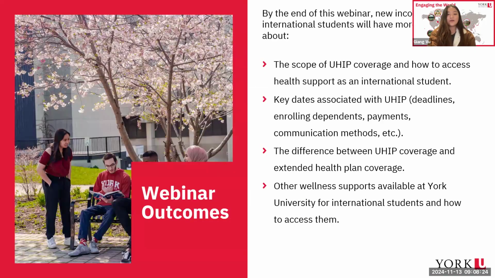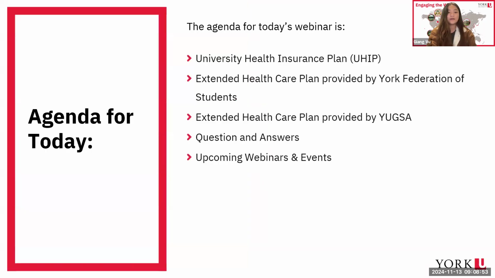By the end of this webinar, students will have more knowledge on the scope of UHIP coverage and how to access health support as an international student, key dates associated with UHIP, for example, deadlines, enrolling dependents, payments, communication methods, etc. You will learn more about the difference between the UHIP coverage and extended health plan coverage, which is very important, and other wellness supports available at York University for international students and how to access them.